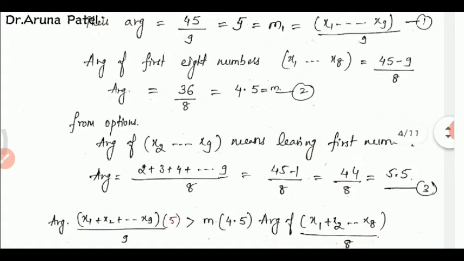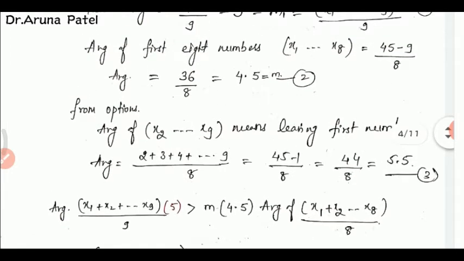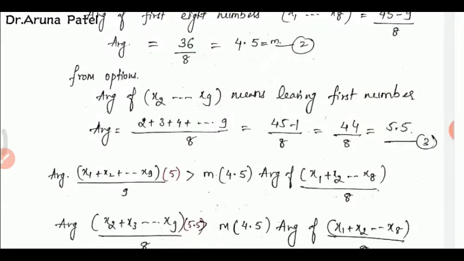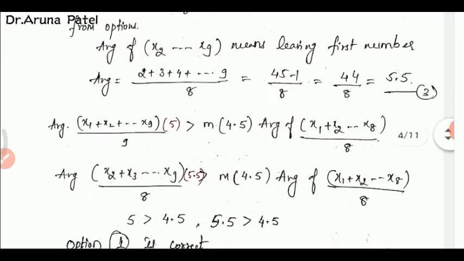From the options, the average of x2 to x9, leaving the first number, we get 2 plus 3 plus 4 up to 9 divided by 8, meaning (45 minus 1) by 8 is equal to 44 by 8. So the average is 5.5. And the average of x1 to x9 we get 5. So the average is 5 for 9 numbers, which is m, and the average of the first 8 numbers is 4.5. So here the average of x2 to x9, dividing by 8, we get 5.5, and the average of the first 8 numbers is 4.5.